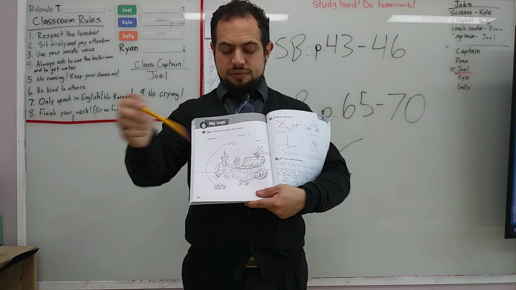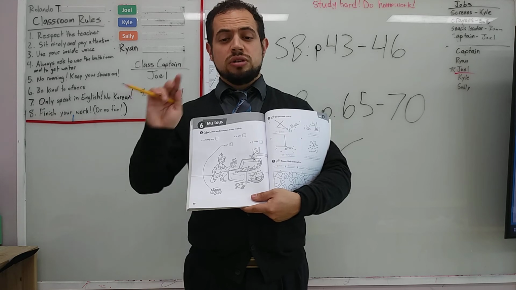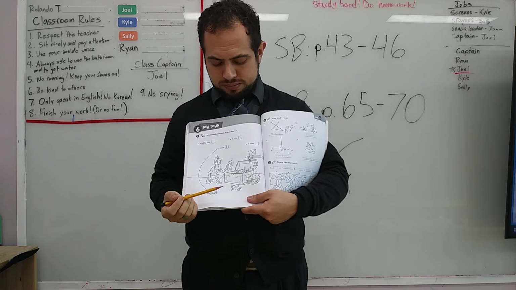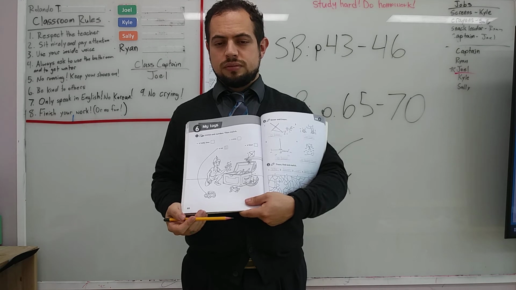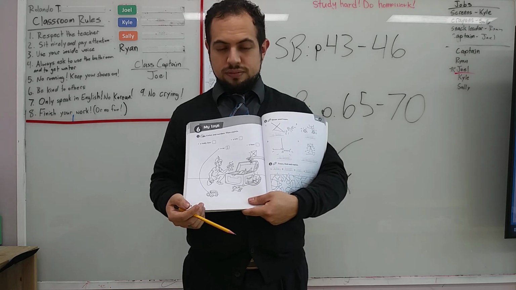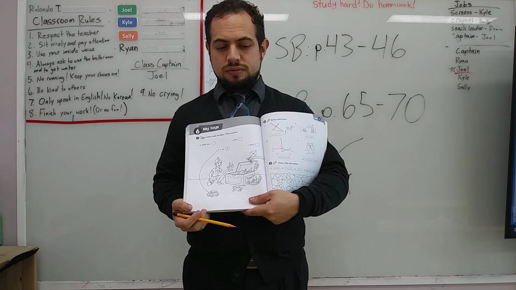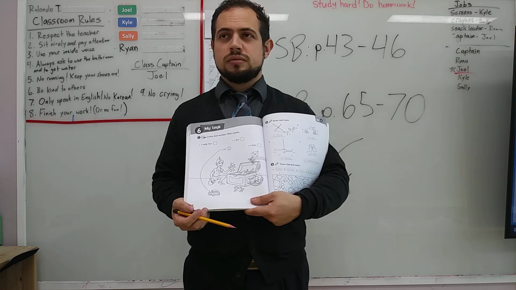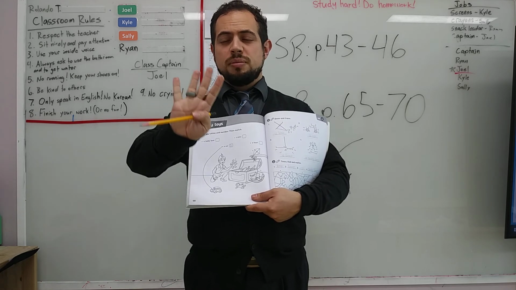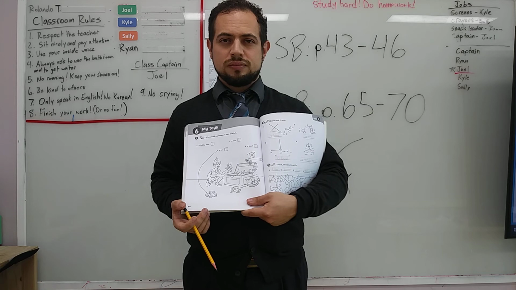Six. My toys. Track 42. Listen and number. Number 1, a car. Number 2, a kite. Number 3, a teddy bear. Number 4, a boat.